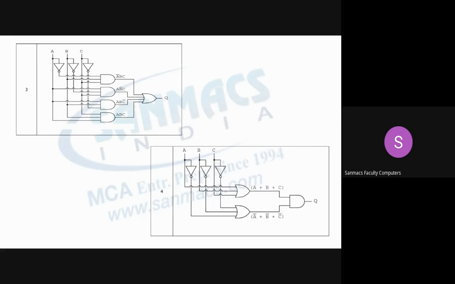Now I would like to give you these two circuit diagrams and ask you to give me the resulting expression for these two circuit diagrams. You can put your answers in the chat box. Also, if you want to represent A not, you can just say A and a quotation mark. That's another representation of a negated A.